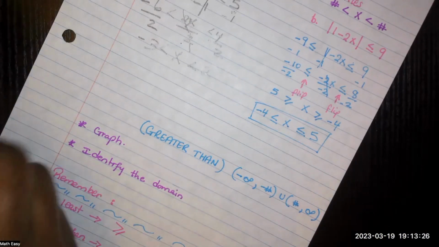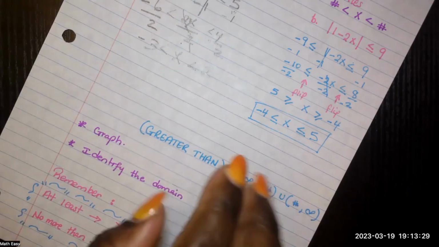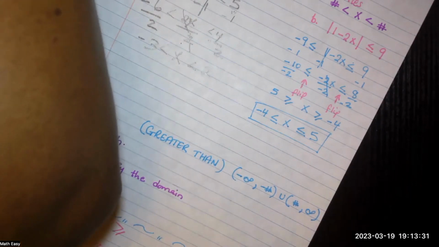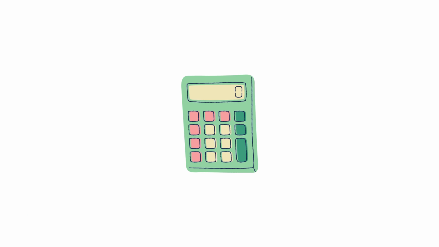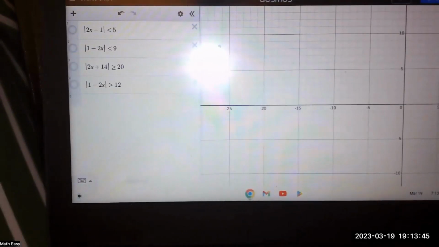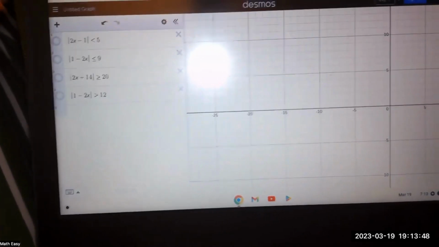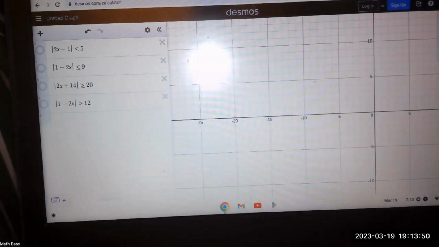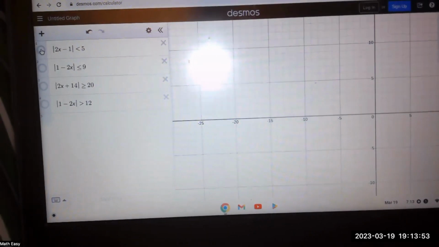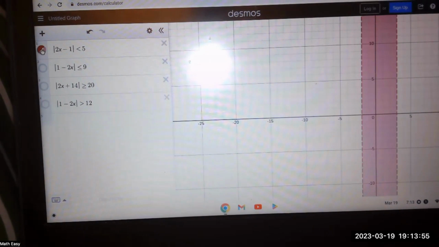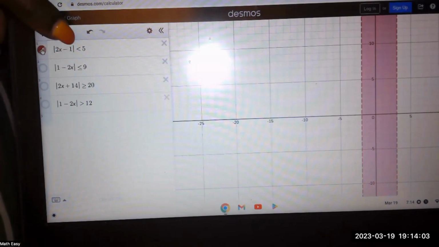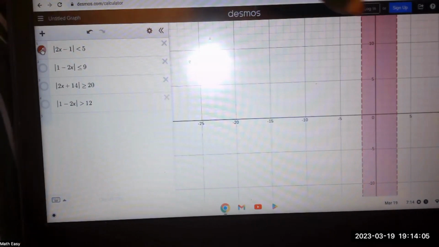Now, there's another way we can do this. All you need to do is graph this in Desmos and get your answer. So I typed my equation in Desmos, and here's what it produces. If you notice, I have dotted lines here, and we have dotted lines because it's less than. So anytime it's strictly less than or greater than, you would have dotted lines in your result.